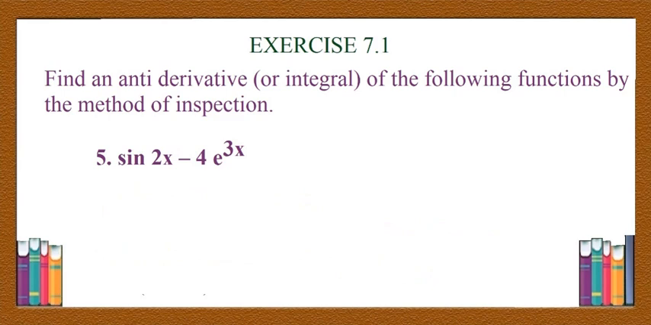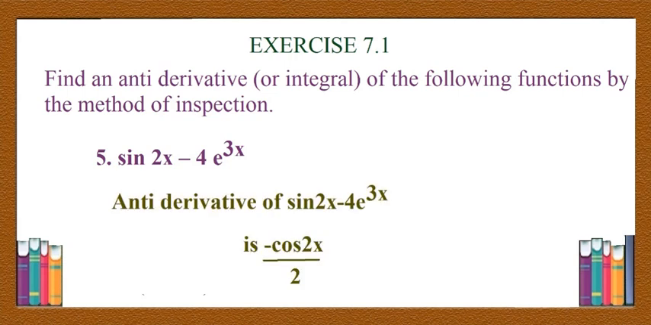Next one is sine 2x minus 4 e to the power 3x. And here you have to think about the two functions sine 2x and 4 e to the power 3x, which is similar to the previous one. Therefore, antiderivative of sine 2x is minus cos 2x divided by 2, minus 4 into antiderivative of e to the power 3x, which is e to the power 3x divided by 3. And this is the answer for this question.